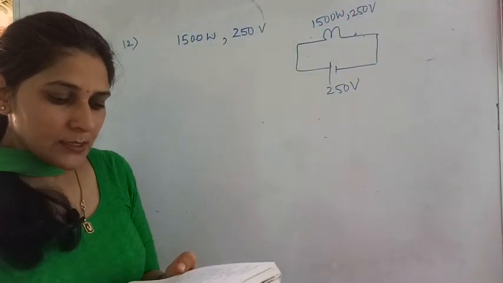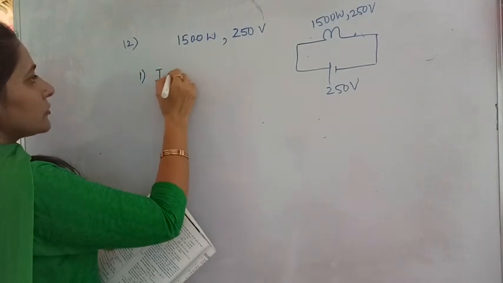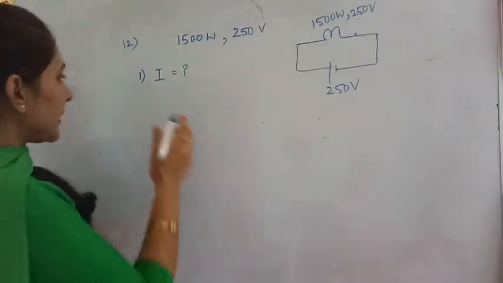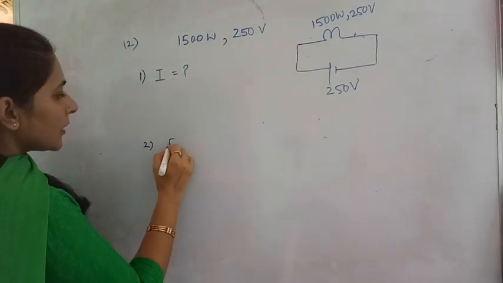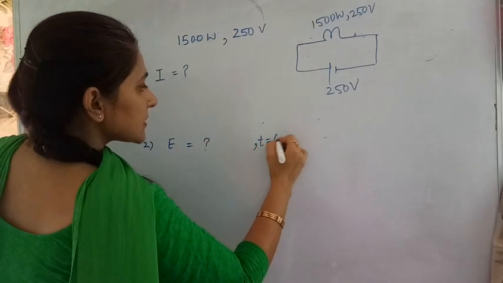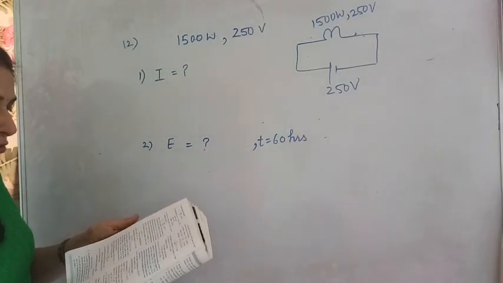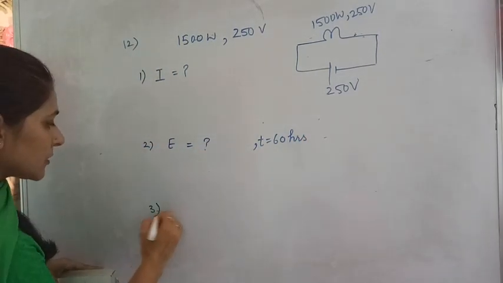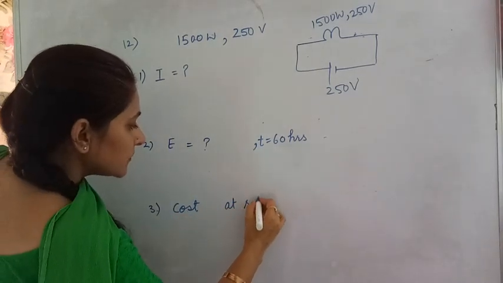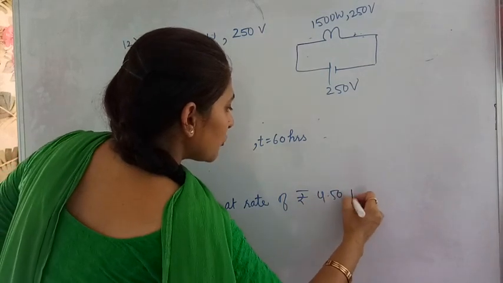Now they are saying calculate the current drawn. You need to find out first the current drawn by this appliance. Then they are saying electrical energy consumed, and the time for that they are giving is 60 hours. And third, they are saying the cost of electrical energy consumed, at the rate of rupees 4.50 per unit.